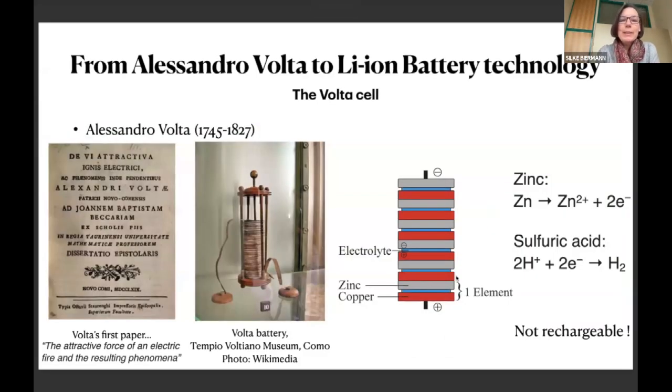The history of batteries goes long back, actually, as you probably know, to Volta, who put together the first Volta cell, just a pile of zinc and copper plates in sulfuric acid electrolyte, and then the oxidation of zinc and the reduction of hydrogen in the sulfuric acid gives a voltage that you can use at the ends here. However, the problem of this kind of technology was, of course, that this is not rechargeable.